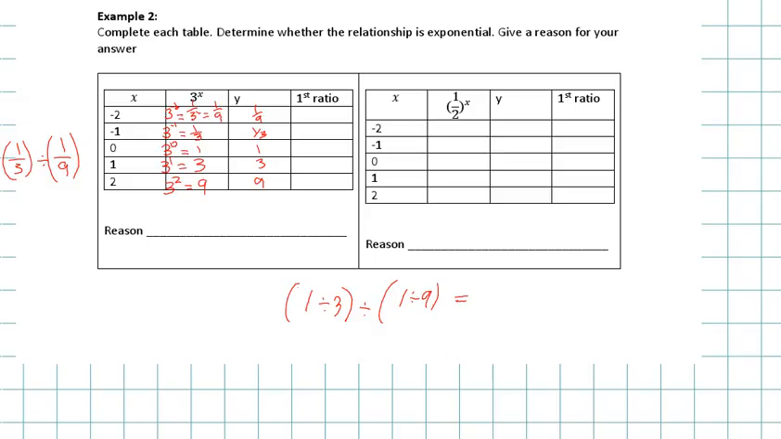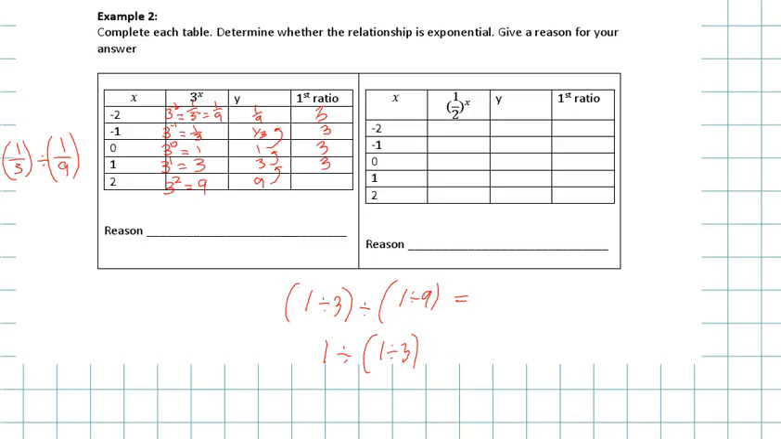Now do 1 divided by 1 over 3. What do you get? Do this divided by this. 1 divided by 1 over 3 is 3. Somehow they're going to be the same. 3 divided by 1 is 3. 9 divided by 3 is 3. Your first ratio is constant.